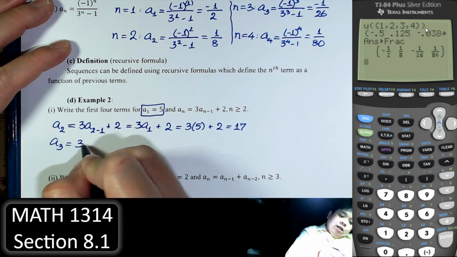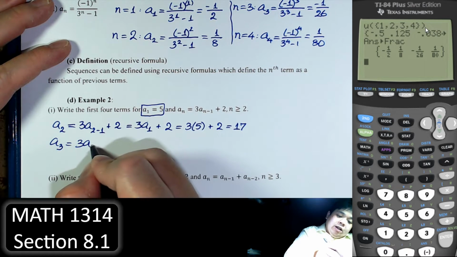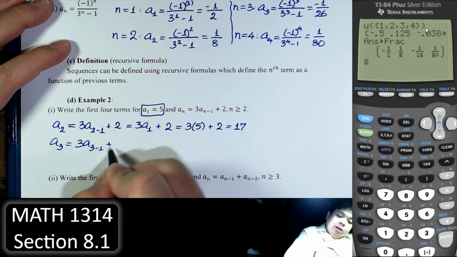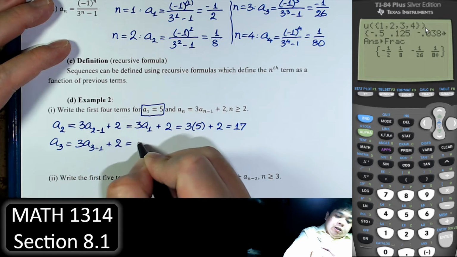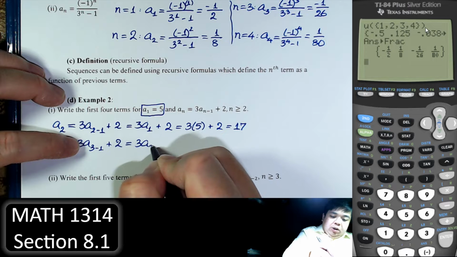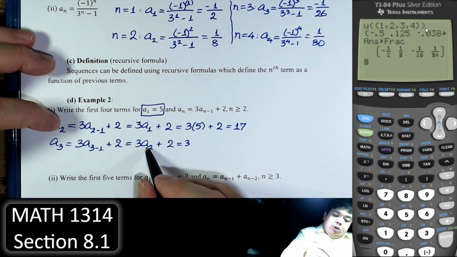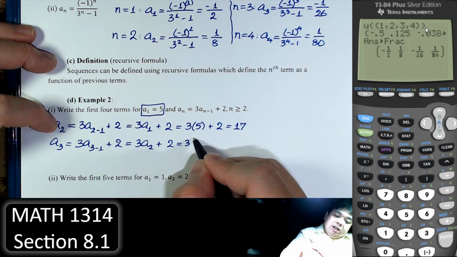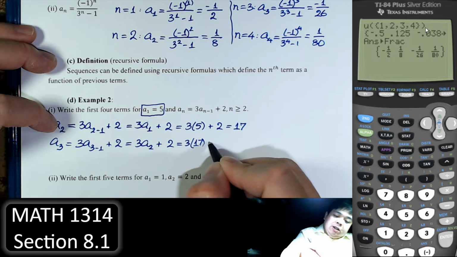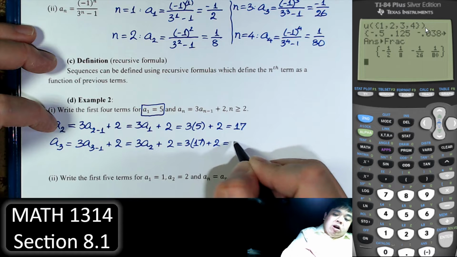a3, put 3 in for n. 3 times a2 plus 2. a2 is going to be 17. Plus 2, that's 51, 53.